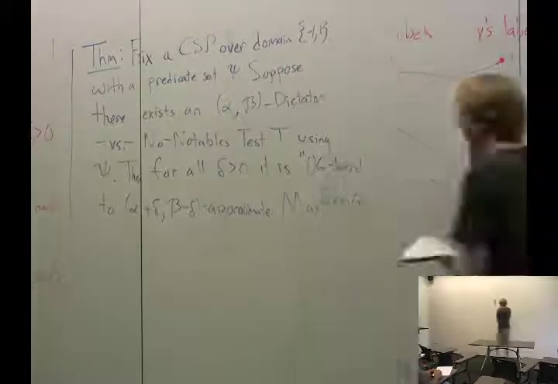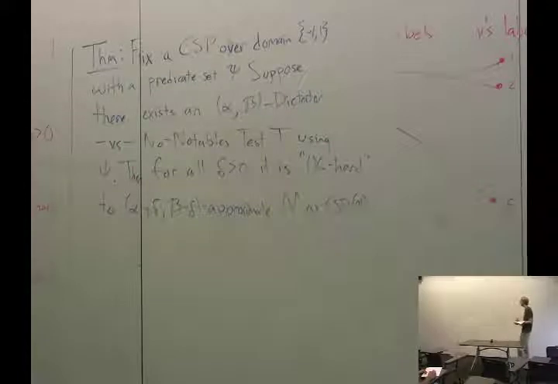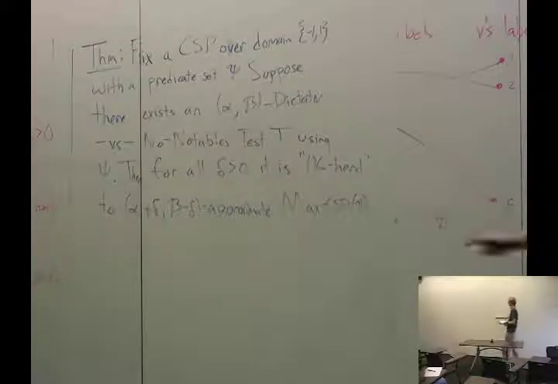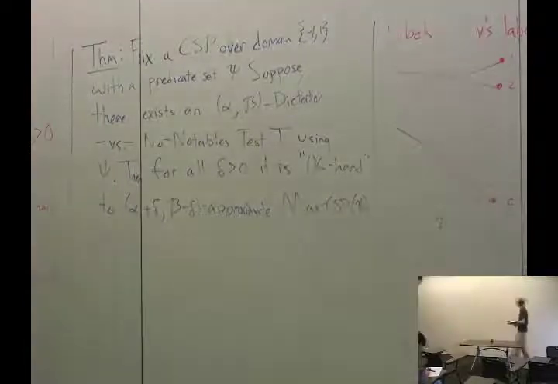Okay, so in words, you fix a CSP with a Boolean domain and a predicate set psi, and if you have an alpha-beta dictator versus no notables test T that uses psi, then it's UG-hard to (alpha plus delta, beta minus delta) approximate the constraint satisfaction problem that uses these psi constraints. And that's for all delta. Okay? So just a couple of remarks. I'm going to prove this for the case when you have a Boolean domain. This is actually true as well if you replace that by any finite domain.